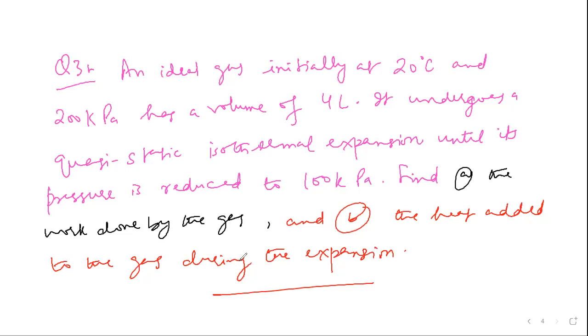I repeat the question. An ideal gas initially at 20 degrees Celsius and 200 kilopascal has a volume of 4 liter. It undergoes a quasi-static isothermal expansion until its pressure is reduced to 100 kilopascal. Find the work done by the gas and the heat added to the gas during the expansion.